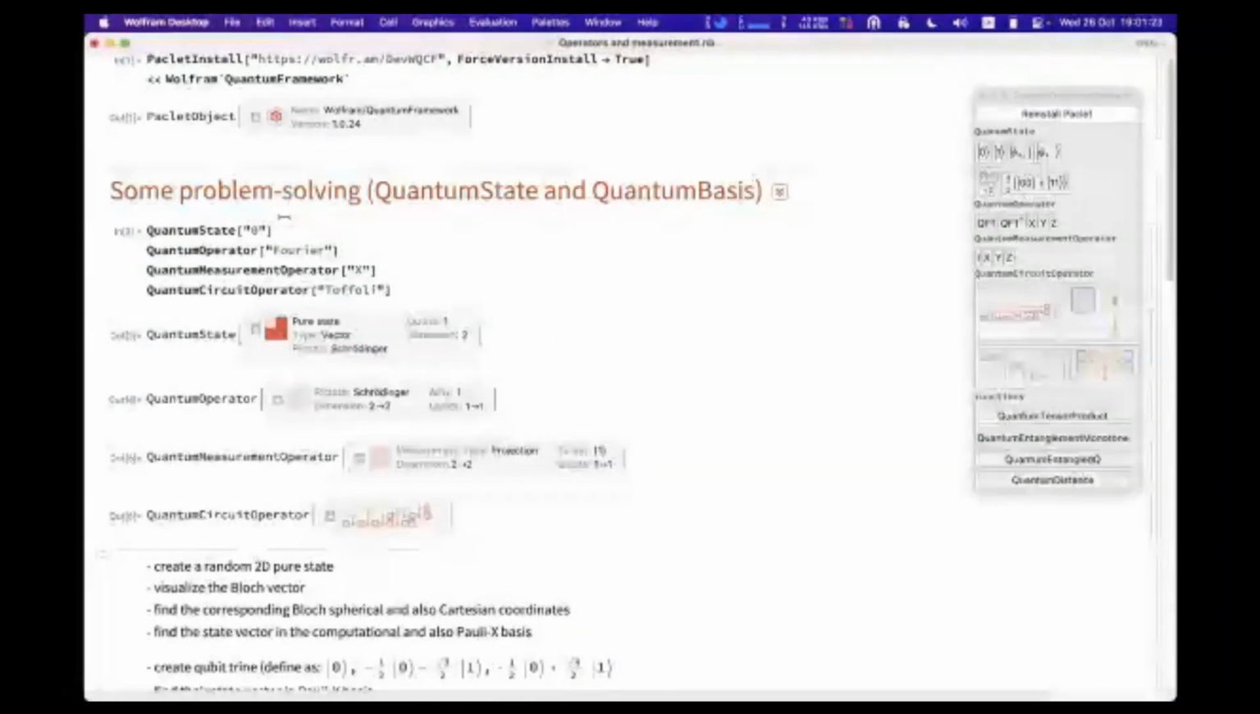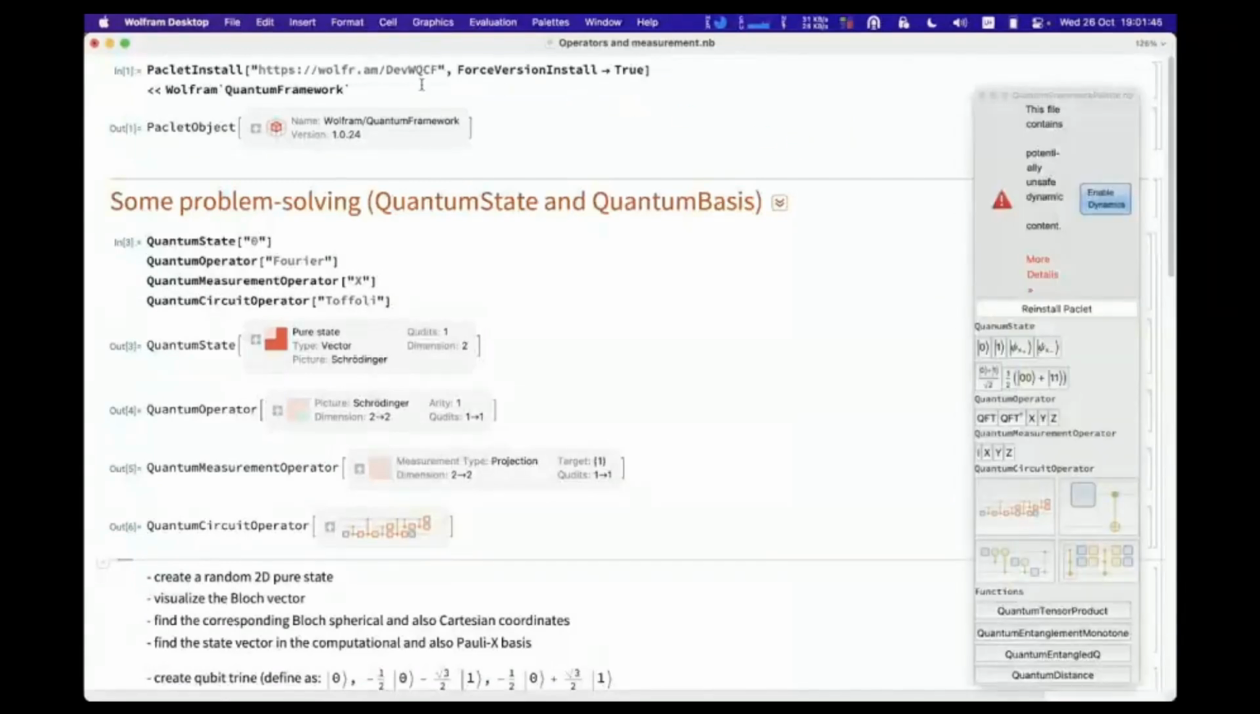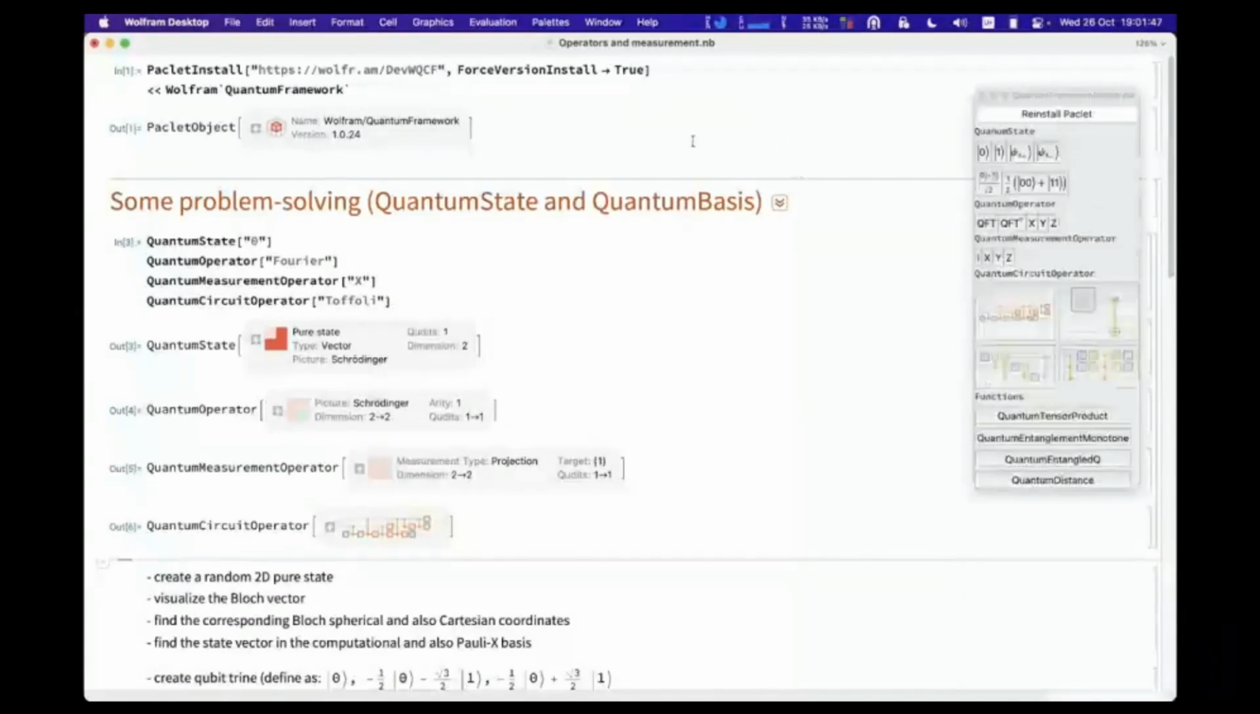Another interesting button on that palette is reinstall the Packlet. I know some of you had some issues, but if you just click on that, you can reinstall the Packlet every time, making sure that you are using the very latest version. It's equivalent to this command over here.